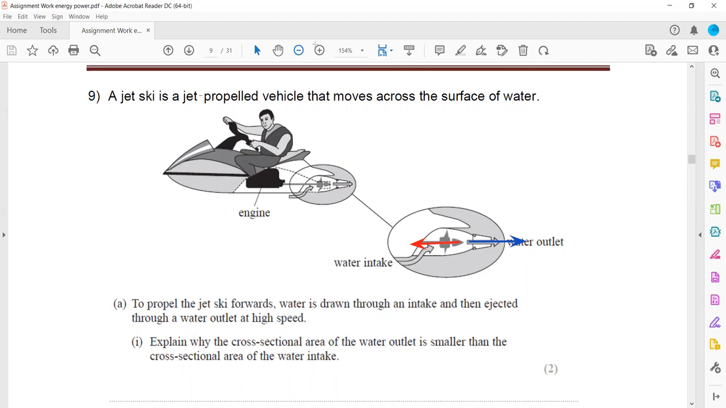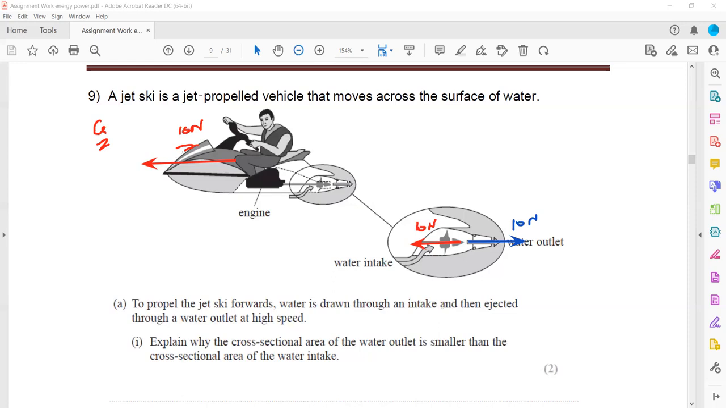Because, if I say the jet ski is applying a force on the water, say this is 10 Newton. As a result, the water which is coming out is also applying a force on the jet ski, that is also 10 Newton. And due to this, there will be a resultant force on the jet ski of 10 Newton, and this 10 Newton will create an acceleration. So the jet ski starts to move on the surface of water.